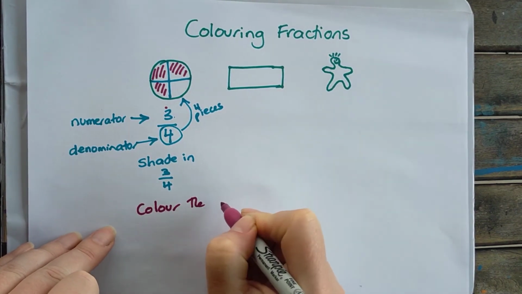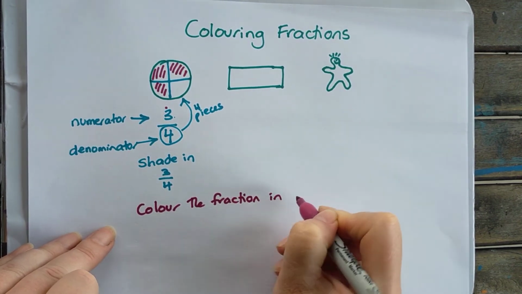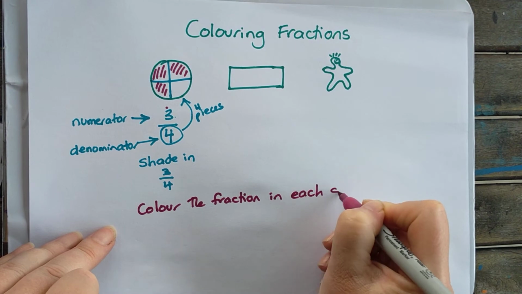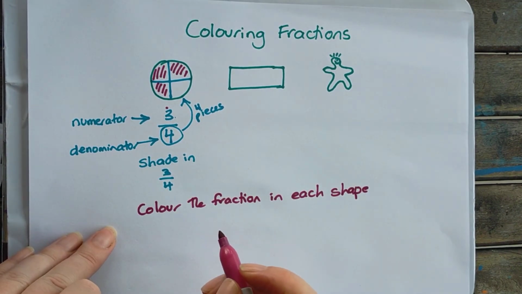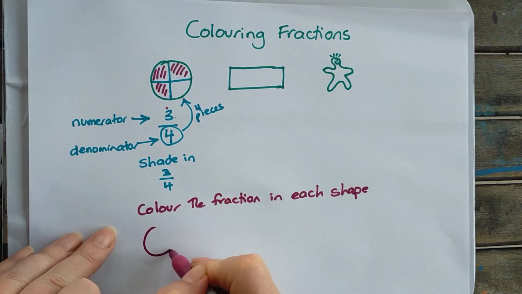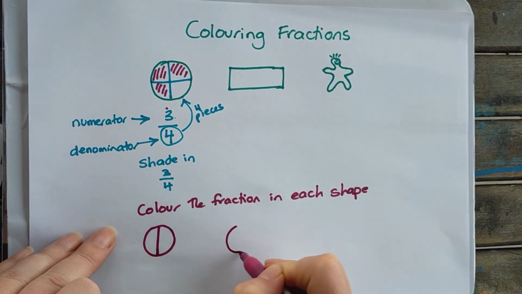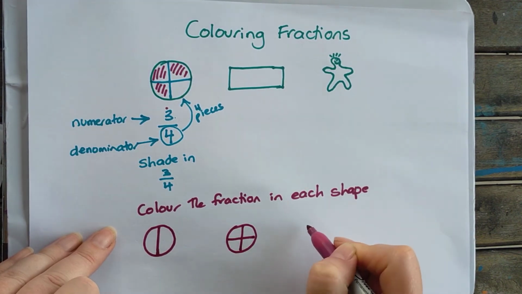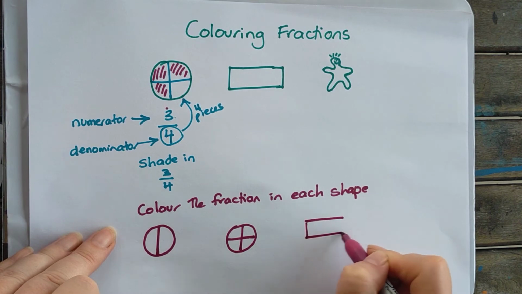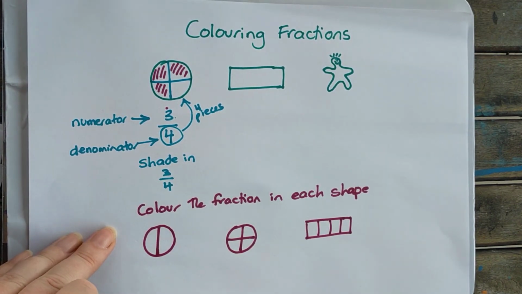So today you're going to get given a whole heap of questions that say colour the fraction in each shape. And all you have to do is look at the shape, and you're going to be super lucky today because your shapes are going to come already pre-cut up for you into equal parts. When you get your question sheet, it's going to say colour the fraction in each shape.